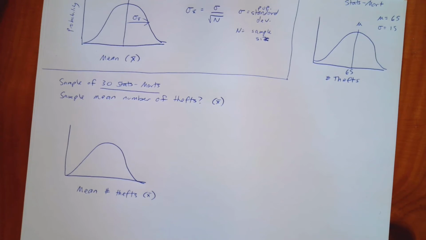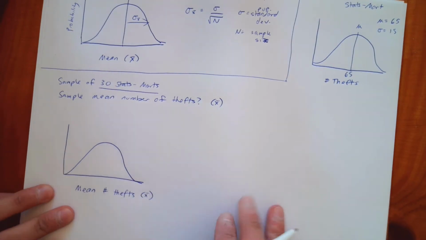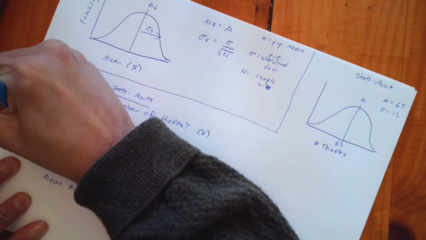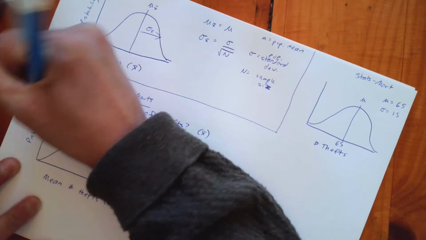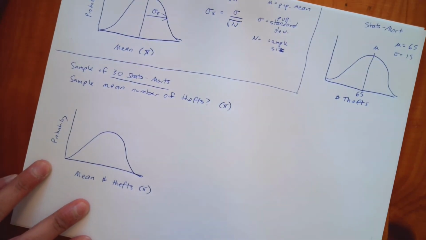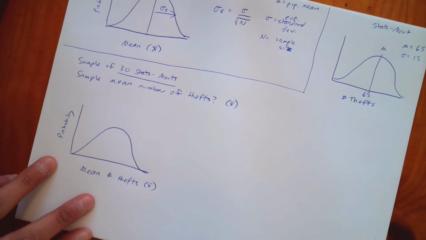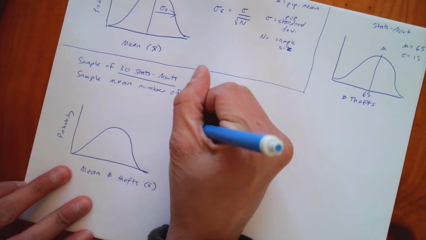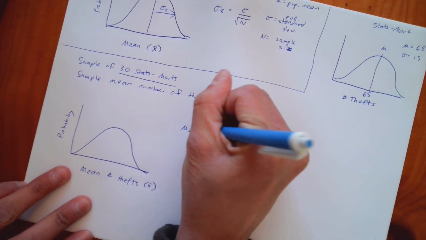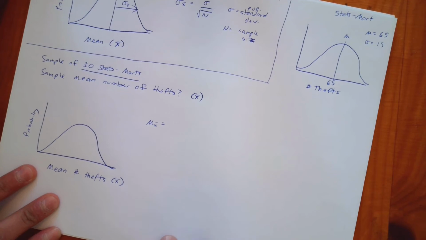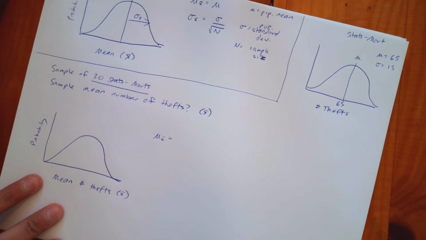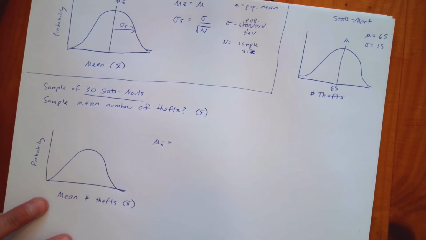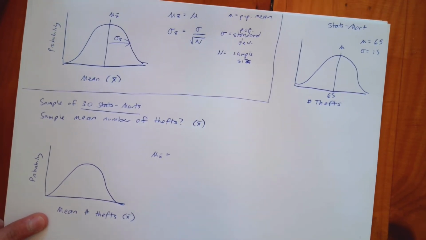So again, we know that the sampling distribution is going to be normally distributed. So we can start by drawing it out like this, and we're going to have probability on the y-axis. The first thing that we want to fill in our sampling distribution is the overall mean, or mu sub x bar. This is the easy one.